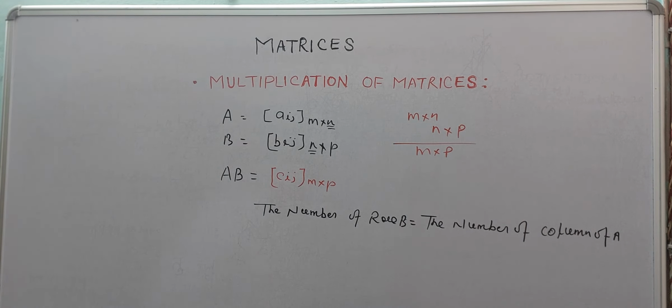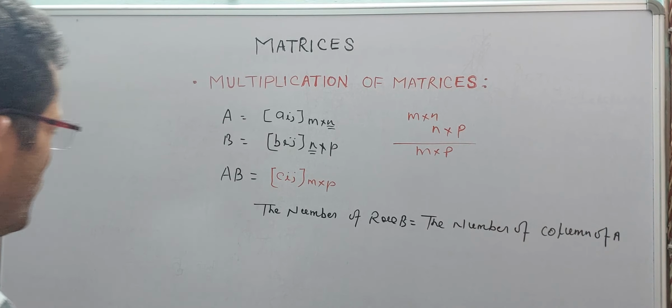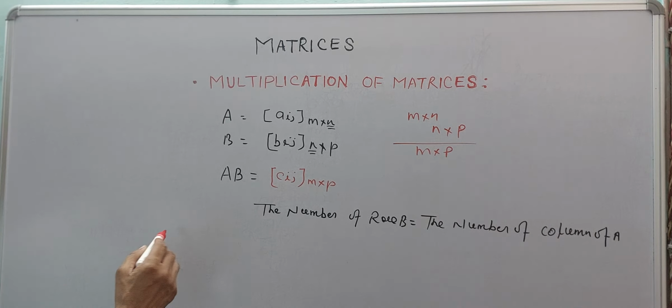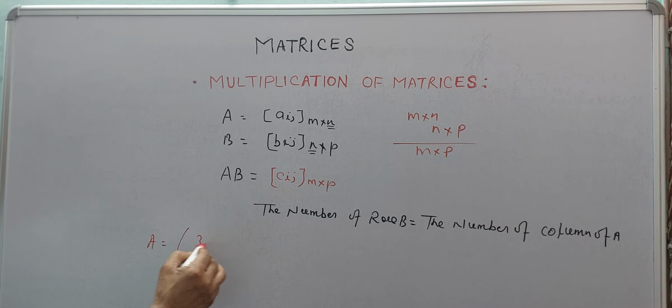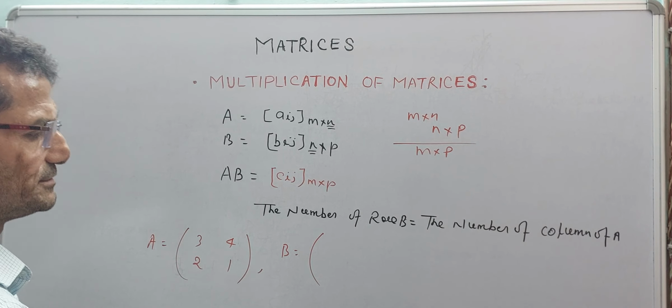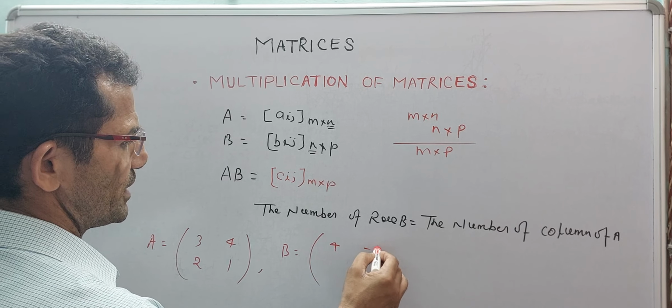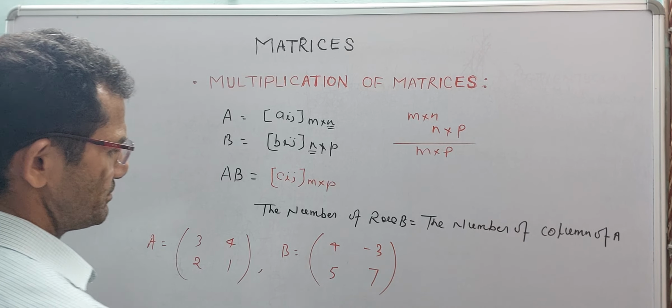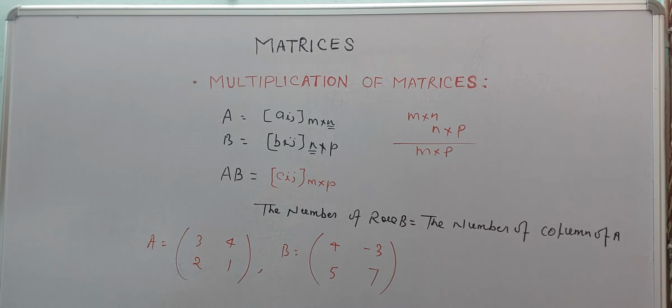Now there are some properties of matrix multiplication. Before that, let us go through one example of matrix multiplication of 2 cross 2. Let us suppose matrix A has the elements 3, 4, 2 and 1, and matrix B is written with the elements 4, minus 3, 5 and 7. If I multiply A cross B, we need to calculate AB.